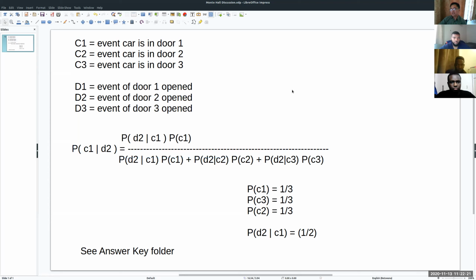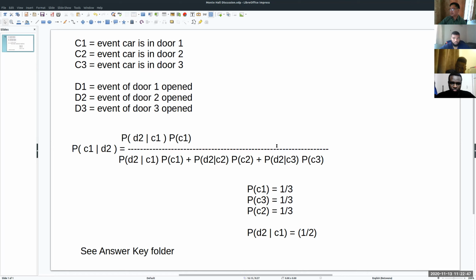Okay, so we just write the Bayes rule. The problem is, given that door 2 is open, what is the probability that the car is in C1, that is, car in door 1? That's the question.